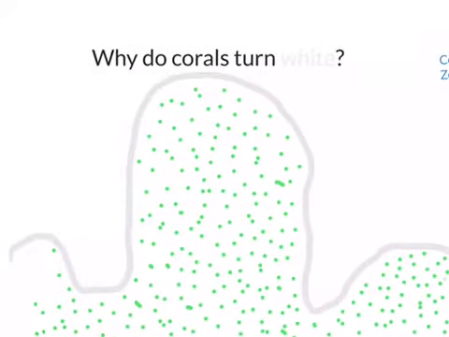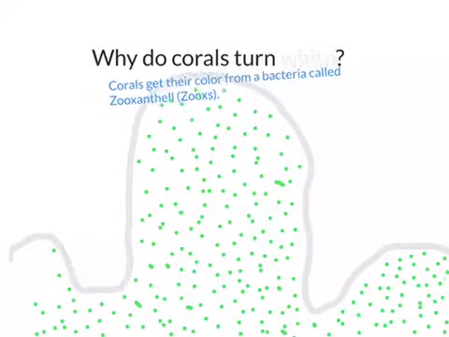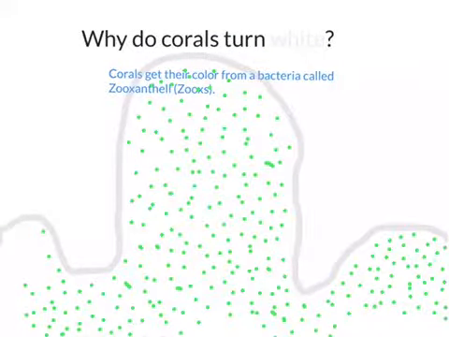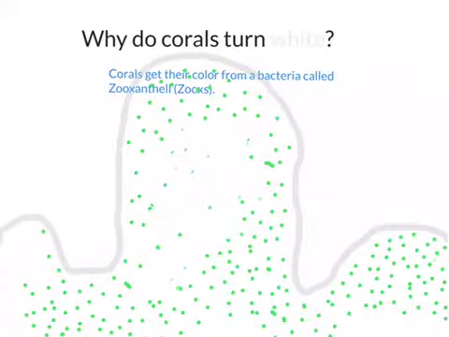Corals get their color from a bacteria called Zooxanthellae, or zoox. When the ocean gets too acidic, the zoox in the corals die off, leaving the corals a bleached white color.